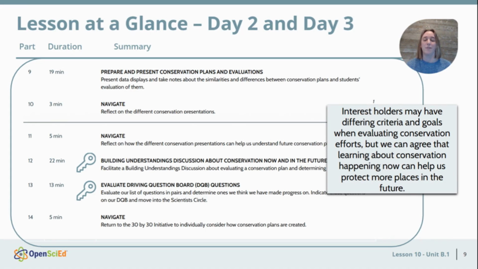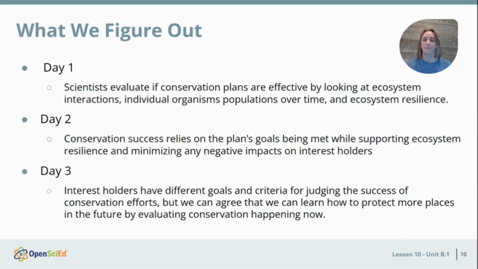Upon evaluating these different conservation profiles and efforts, students begin to wonder how conservation plans are created and how we can use our new knowledge to evaluate future plans. This will lead us into Lesson 11, when we evaluate a future plan to protect the prairie in Montana.